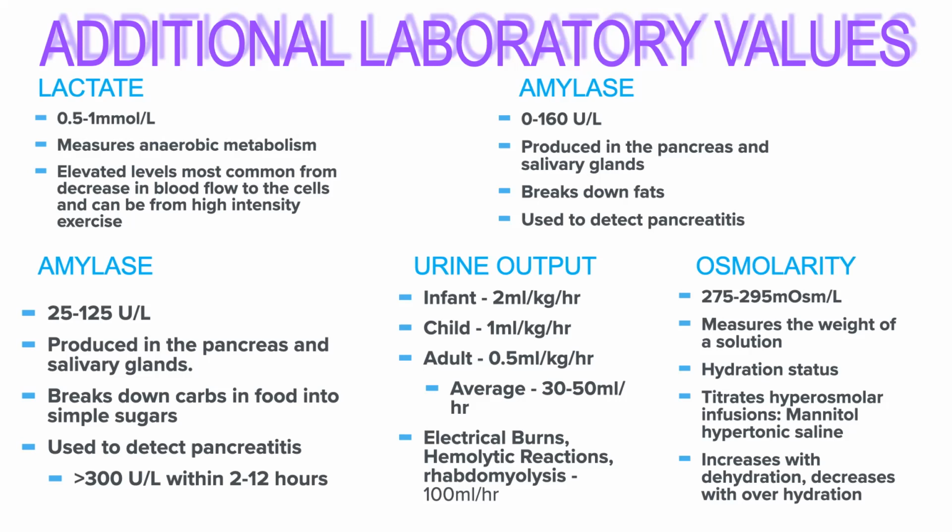Urine output is one of the more common ones that we take a look at, especially in burn patients, renal patients. I really enjoy asking about it because I like to see how much they're peeing, because it's going to tell me, do I need to increase my fluid, decrease my fluid? Are they at a good rate? So infants is 2 milliliters per kilo per hour. Child is 1 milliliter per kilo per hour. And an adult is 0.5 milliliters per kilo per hour. On average, that's 30 to 50 milliliters per hour.